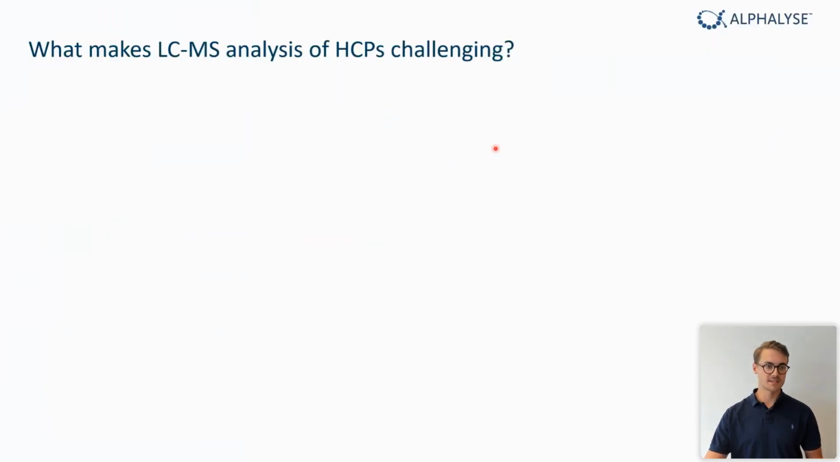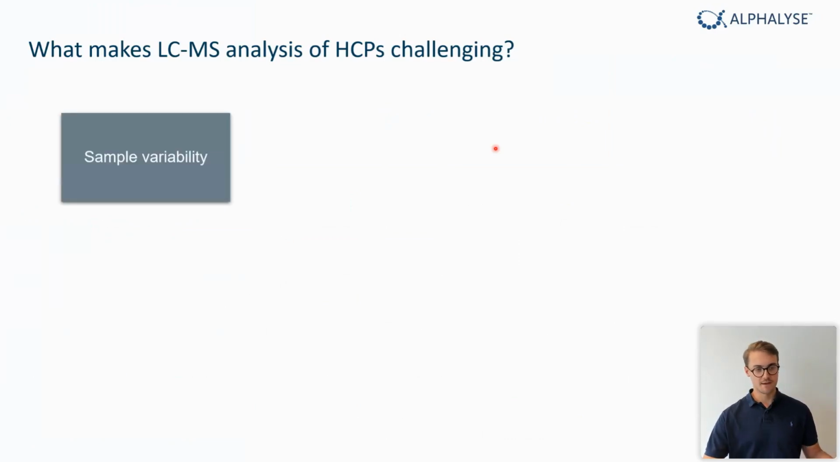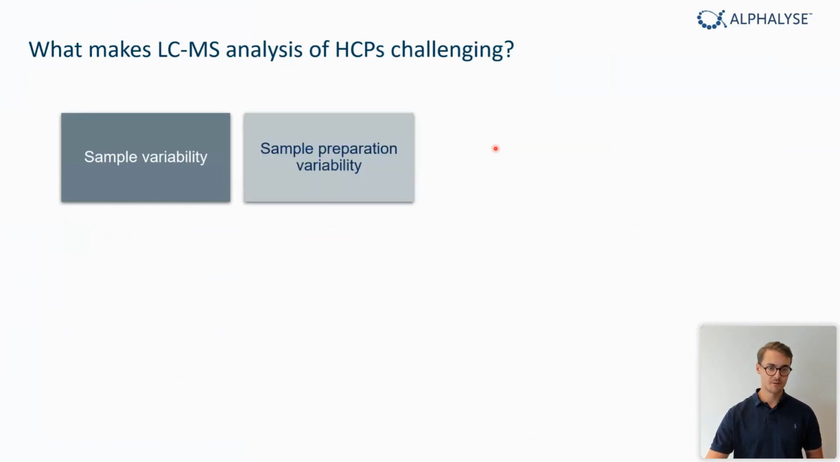So what actually makes LC-MS analysis of HCPs so challenging, and what is one of the sources of variability, as we saw on this previous slide? So first of all, we have sample variability. That's one of the main causes, of course. Is your sample homogeneous? Have you stored it correctly? All these things. There are many sources which can come up there.